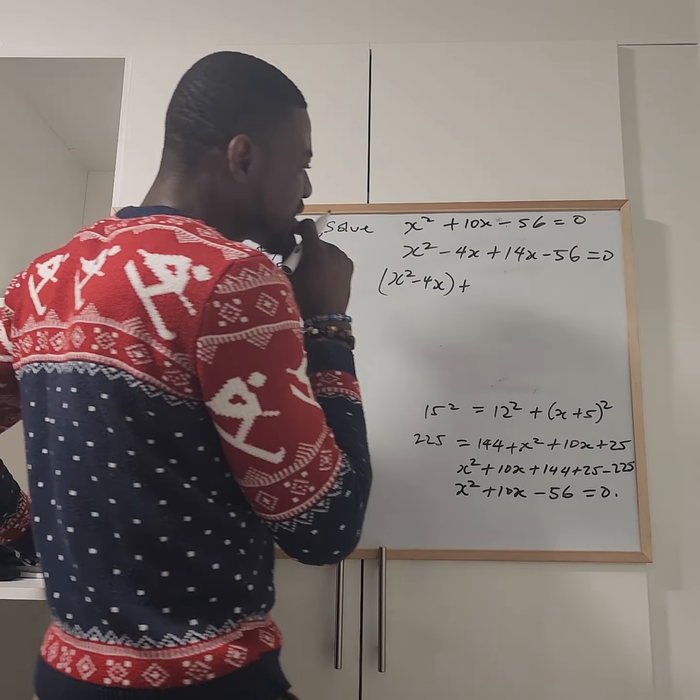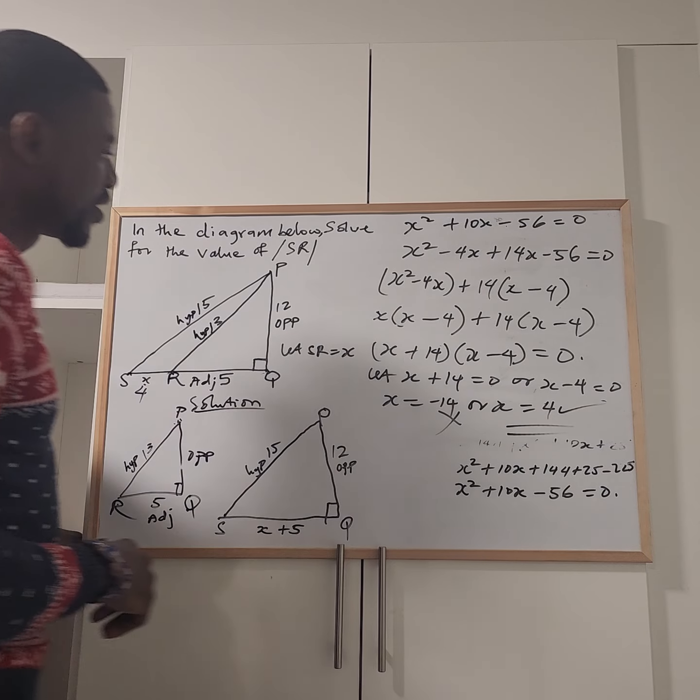Remember that length can never be negative. It is not possible. So we're looking for length. So this is not possible. All right? This is the answer. So your x equals to 4. Therefore, the side SR, which we denoted with x, is equals to 4. Okay? So you can check to confirm if the solving is right or wrong.